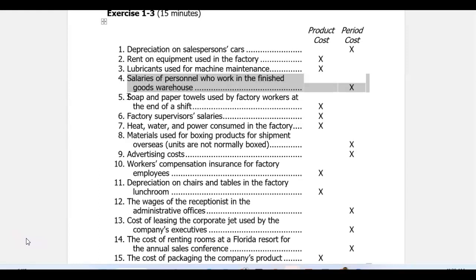Soap and paper towel used by factory workers at end of shift. That is manufacturing overhead. That's a product cost. Factory supervisors' salaries. Factory supervisor is manufacturing overhead, product cost. Heat, water, and power consumed in the factory, that's manufacturing overhead, product cost.